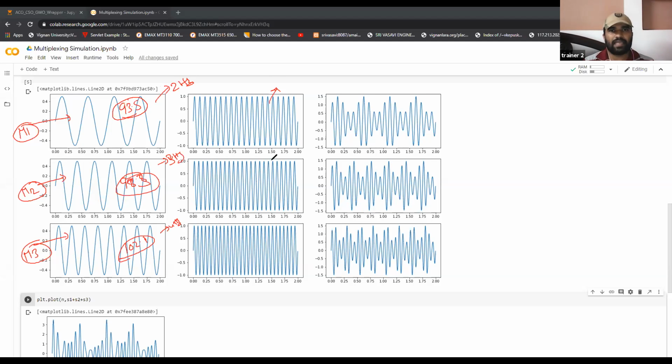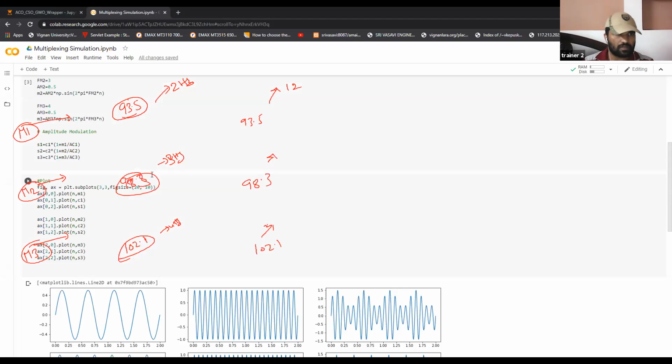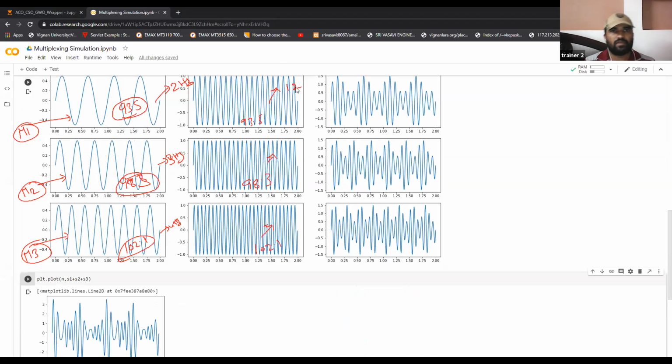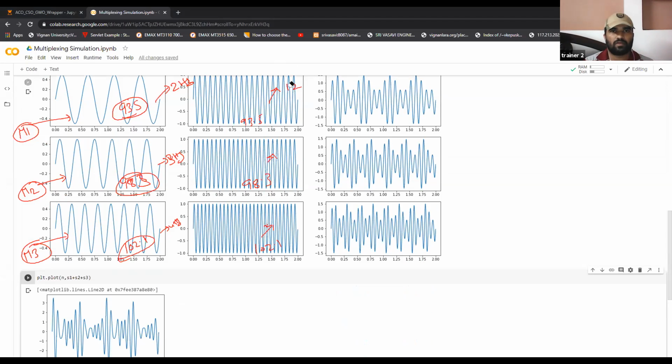Whereas these are the carrier signals. Okay. So these are the carrier signals which is actually representing 93.5, 98.3, 102.1. But if I draw them at that frequency, you won't be seeing this much clearly. So what I did is I chose 10, 12, 14. Okay. So this is 10 hertz, this is 12 hertz, this is 14 hertz.